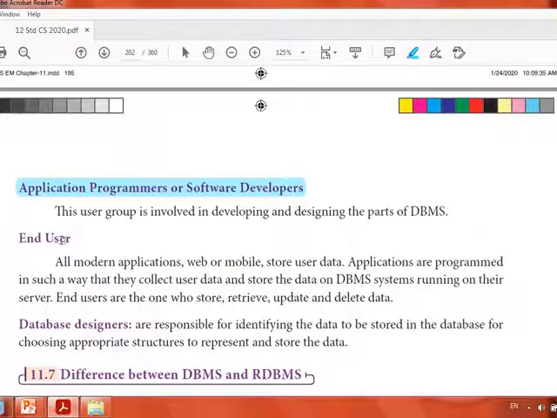Then end user, all modern applications, web or mobile, store user data. Yes, we know in our mobile also we are storing data. In our computer also we are storing data. Applications are programmed in such a way that they collect user data and store the data on DBMS system running on the server. So the end user, that means the person who is using the particular software, is unaware of the DBMS system which is in the background.